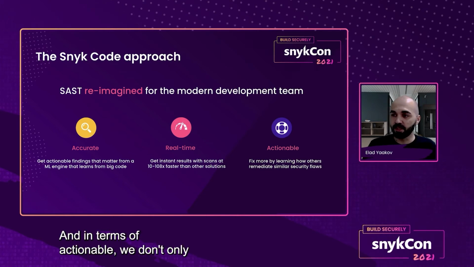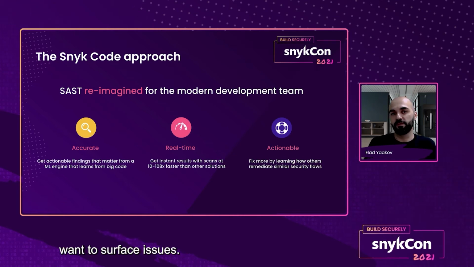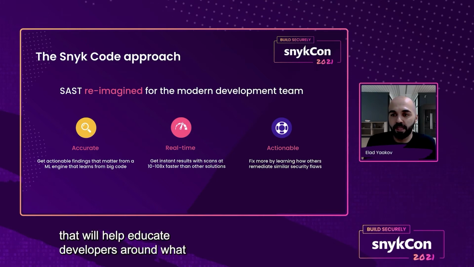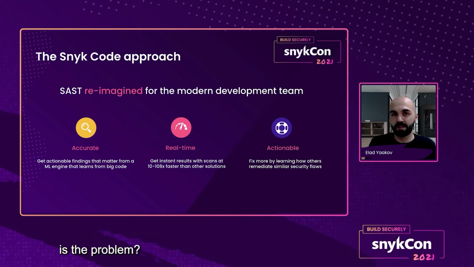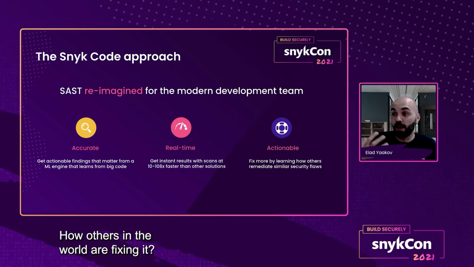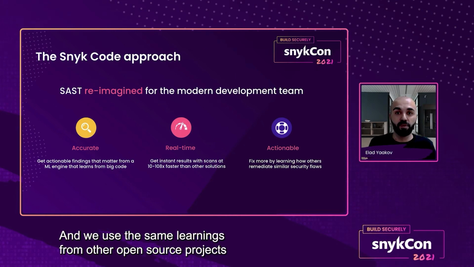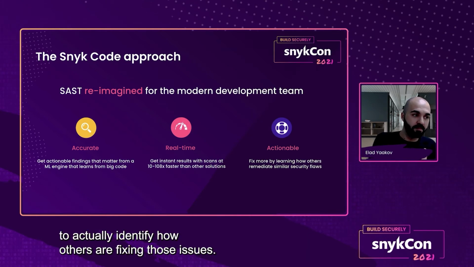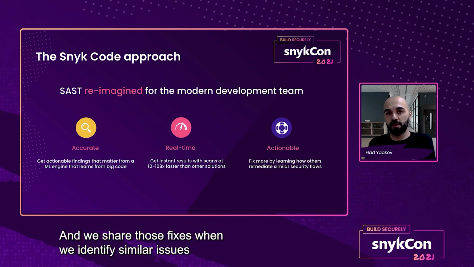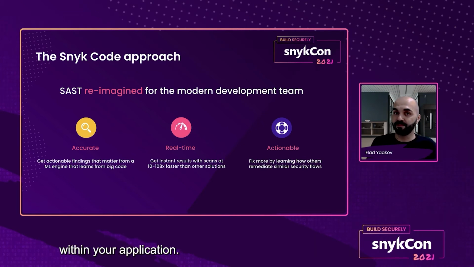And in terms of actionable, we don't only want to surface issues. We also want to surface information that will help educate developers about what the problem is, what it can possibly cause, how you should prevent it, and how others in the world are fixing it. We use the same learnings from other open source projects to identify how others are fixing those issues, and we share those fixes when we identify similar issues within your application.